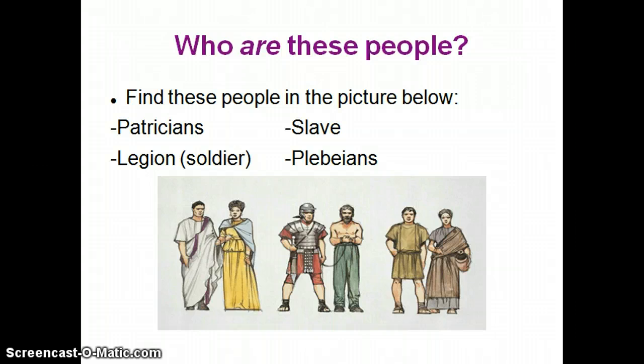The last group of people are the legions, and the legions are the soldiers, like you can see right here. The legions are the soldiers. Take a moment to label the pictures at the top of your note sheet. Label the patricians, the soldier, the slave, and the plebeians. And you should be able to tell based on their clothes and what they're holding which category they fall into. And we'll go over this together in class.